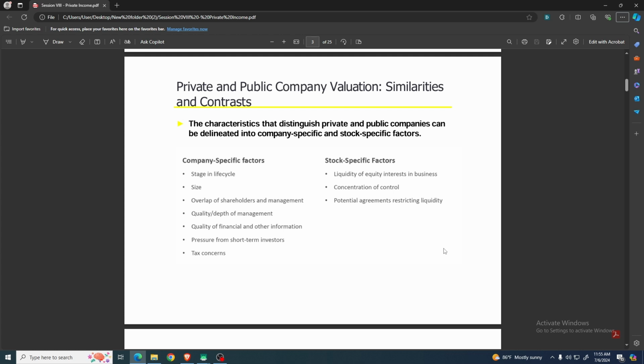And then we have the quality of financial and other information. Public companies are required to provide regular, transparent financial disclosures, but on the contrary, private companies may have less stringent reporting standards, leading to potential information asymmetry. So, if you take a public company like Apple or Nvidia, they provide quarterly earnings reports and audited financial statements, while private companies might need extensive due diligence to assess their financial health in an accurate manner. Then you have the pressure from short-term investors. Public companies often face pressure from investors to deliver short-term results, which can influence management decisions.